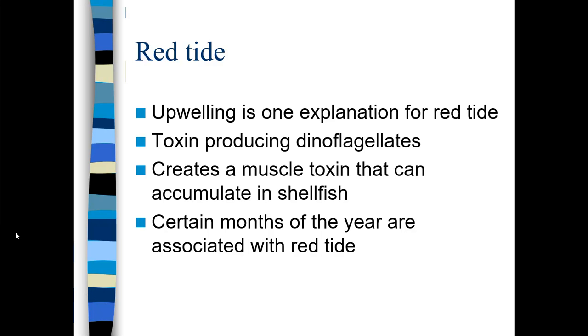Upwelling is one of the explanations for something called red tide. Red tide is a type of algae, and the algae is a dinoflagellate algae. It produces a toxin, and red tide is consumed by shellfish, and so this is a paralytic toxin. And so you see this in the spring and the fall, where there's more upwelling, where there's more nutrition being recycled from the bottom of the ocean up to the top.